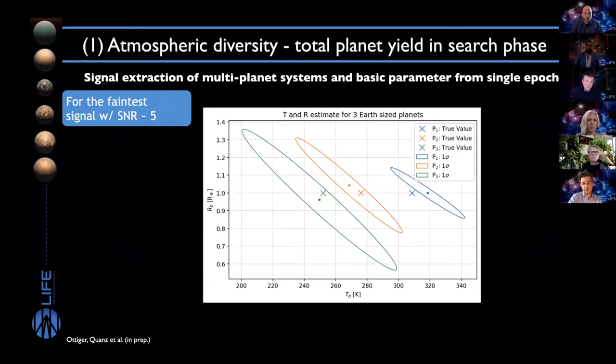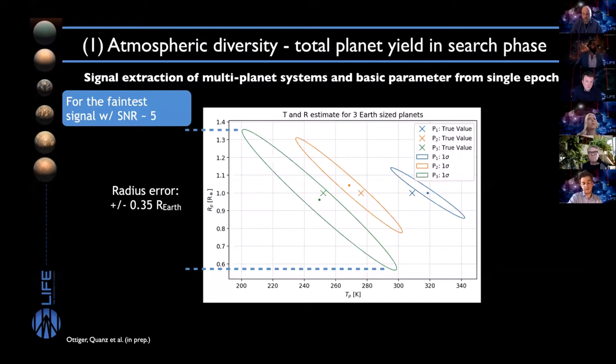And all three planets are plotted here. The three planets I just showed, temperature on the x-axis and the radius on the y-axis, with the arrow ellipses, the true values being the crosses, and the derived expected values the dots. And that does just focus on the weakest signal, which is the green curve.